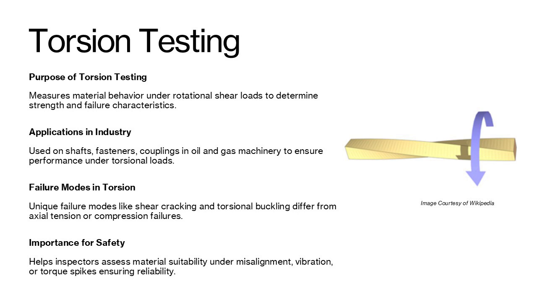Torsion tests assist in evaluating whether materials or welded joints can withstand twisting motions encountered in rotating equipment such as pumps, compressors, drilling tools, and mechanical drive trains. Understanding torsion behavior enables inspectors to assess suitability of materials in service conditions involving misalignment, vibration, or torque spikes, thereby ensuring reliability and operational safety.